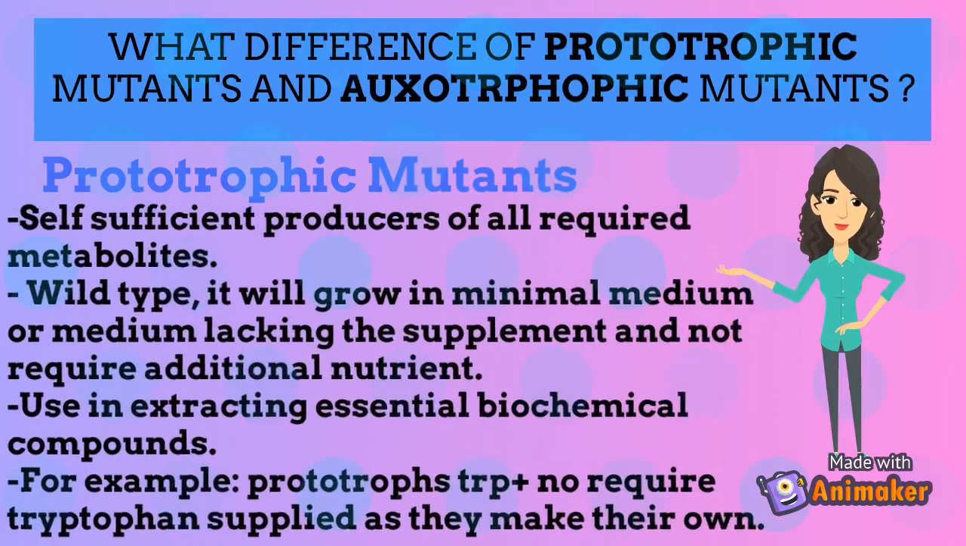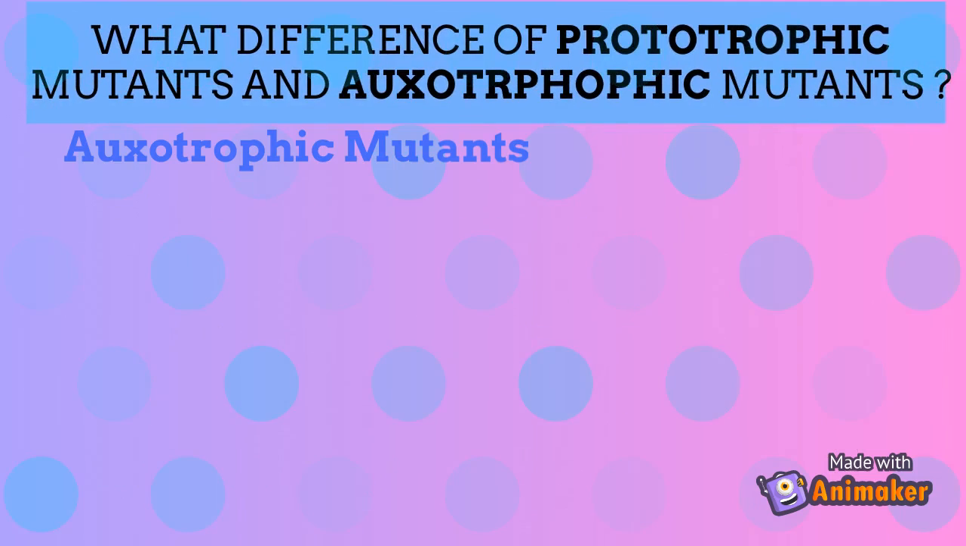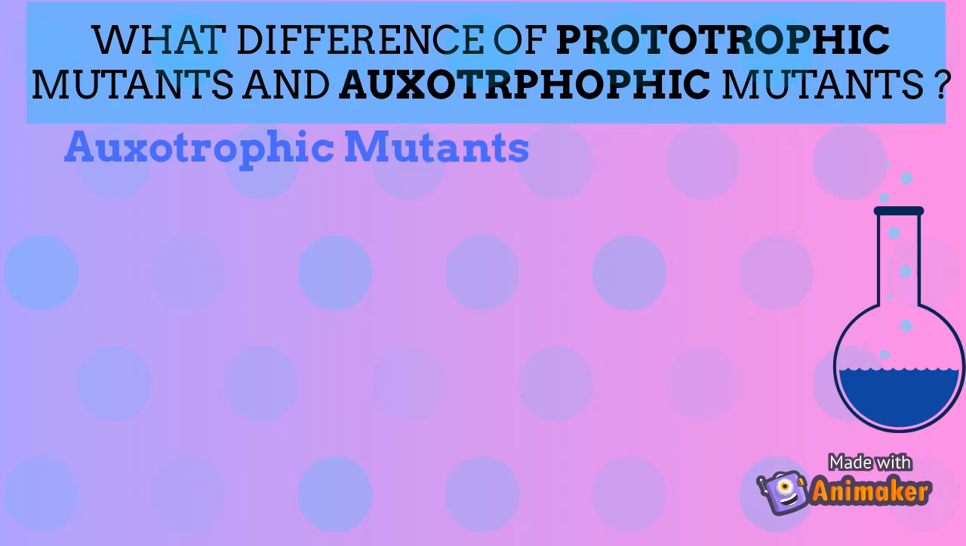Prototrophic mutants are self-sufficient producers of all required metabolites. They can be named as the wild type, and they will grow in minimal media, or media that lack supplements or nutrients that are not required. They are used in extracting essential biochemical compounds. The example of prototrophic mutants is prototrophic plants that do not require a tryptophan supply as they can make their own nutrients. While the auxotrophic mutants are the opposite of the prototrophic mutants.